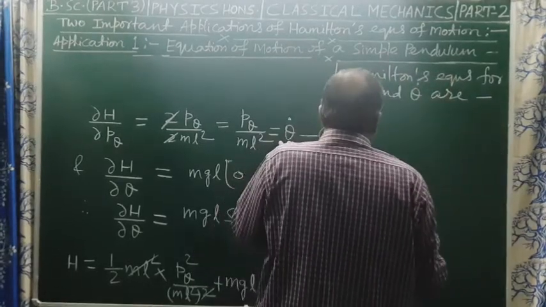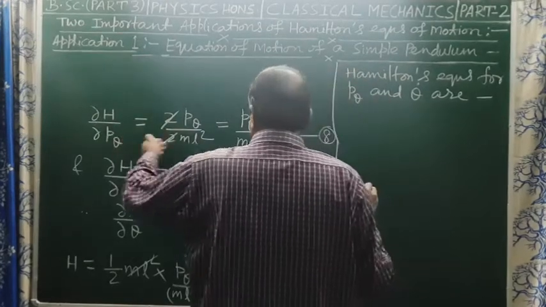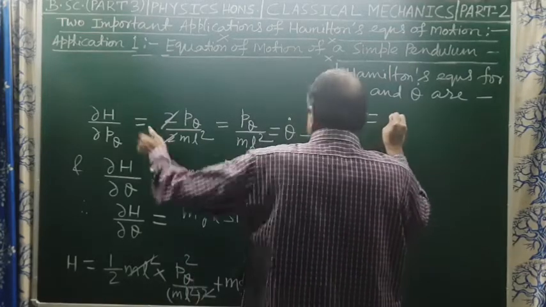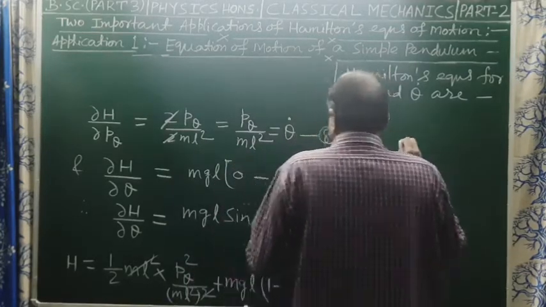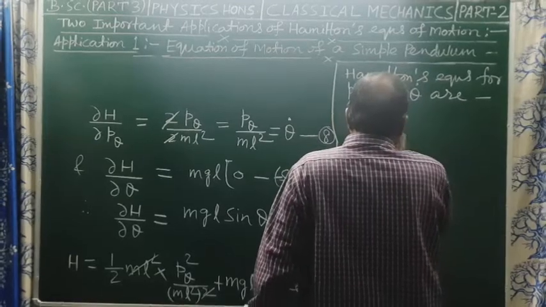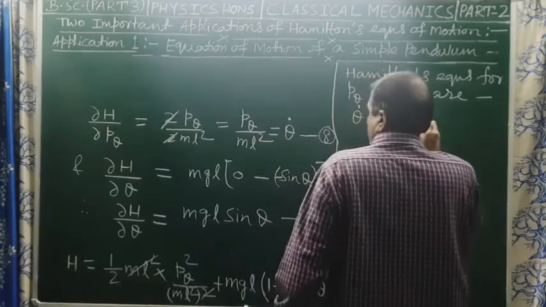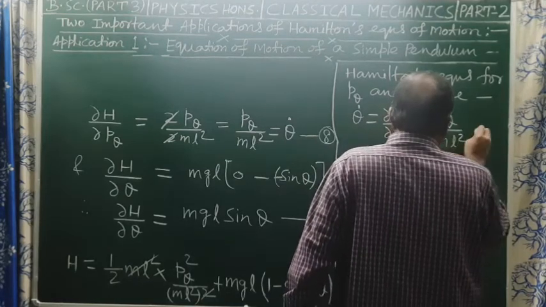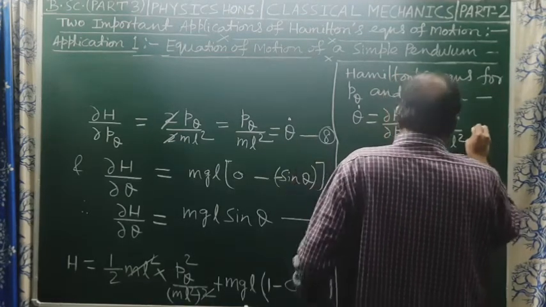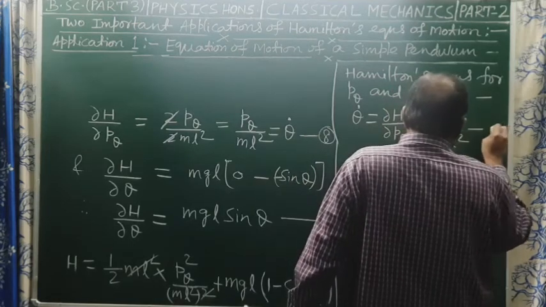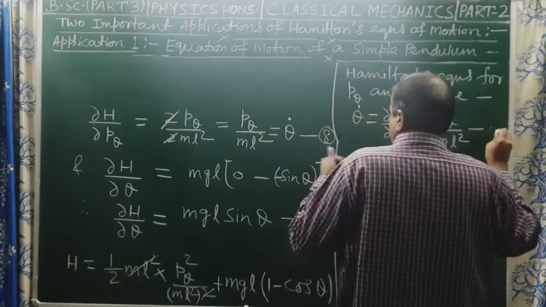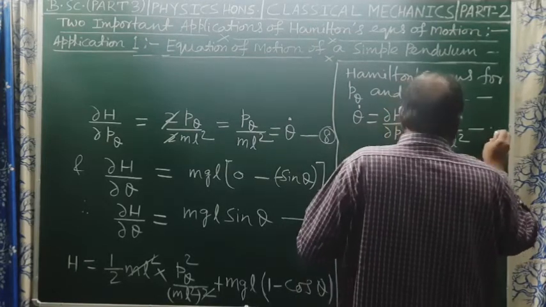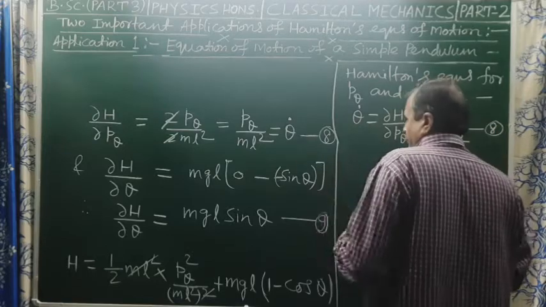For theta dot, it is delta H by delta P theta. In equation 8 we have already obtained delta H upon delta P theta equals P theta upon ml square, and this is equation number 8. So we can write, this is equation number 8, already obtained.